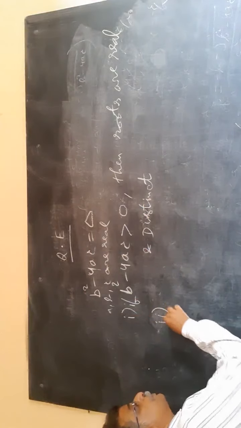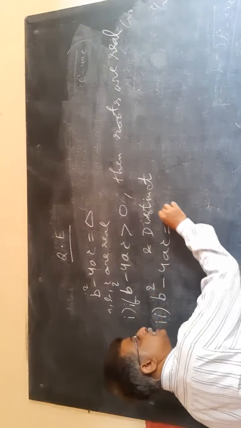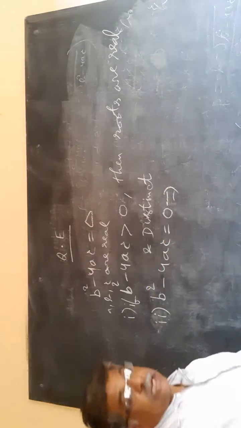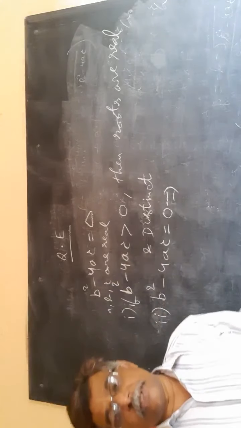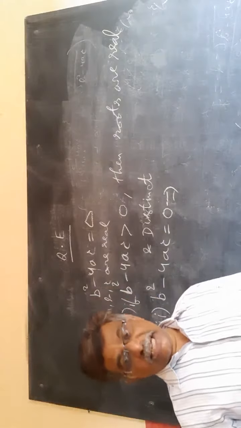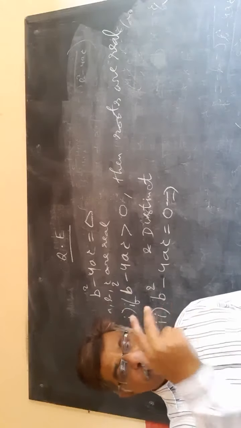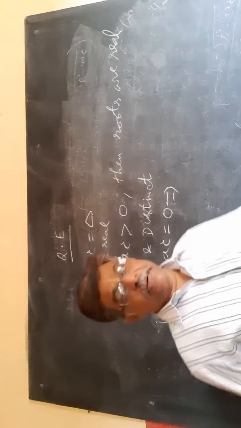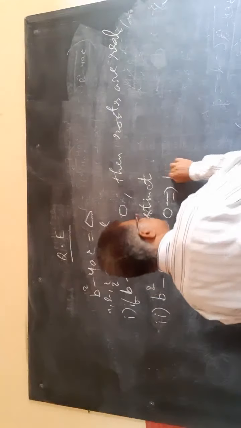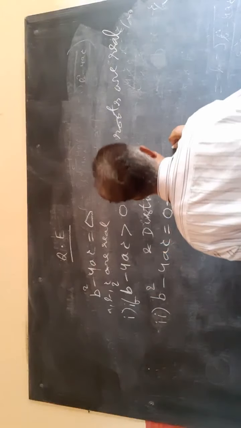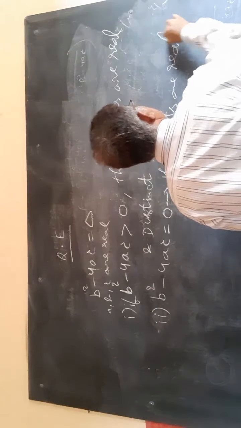Second point. If b square minus 4ac equal to 0, then what happens? The root of b square minus 4ac becomes 0. So automatically the root becomes minus b by 2a. The second root is also minus b by 2a, since the root of that is 0. Means both the roots are minus b by 2a. So if b square minus 4ac equal to 0, then the roots are real and equal.